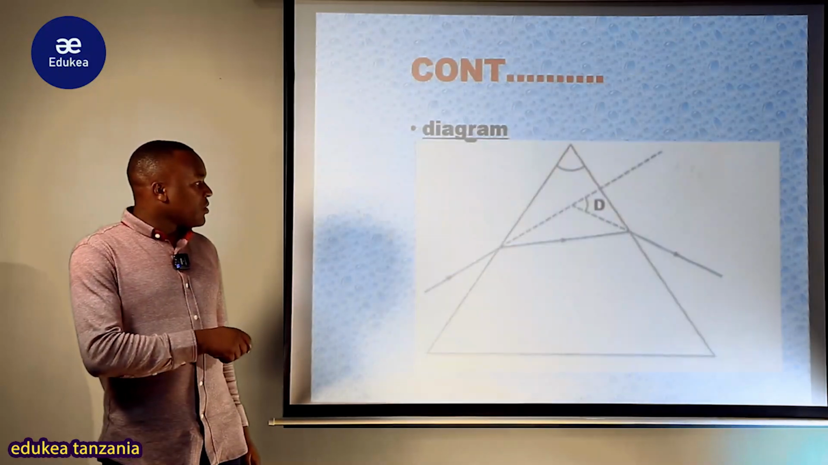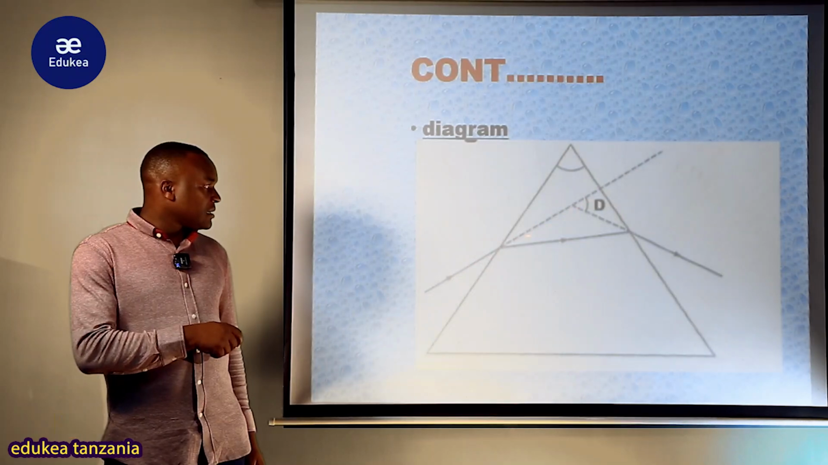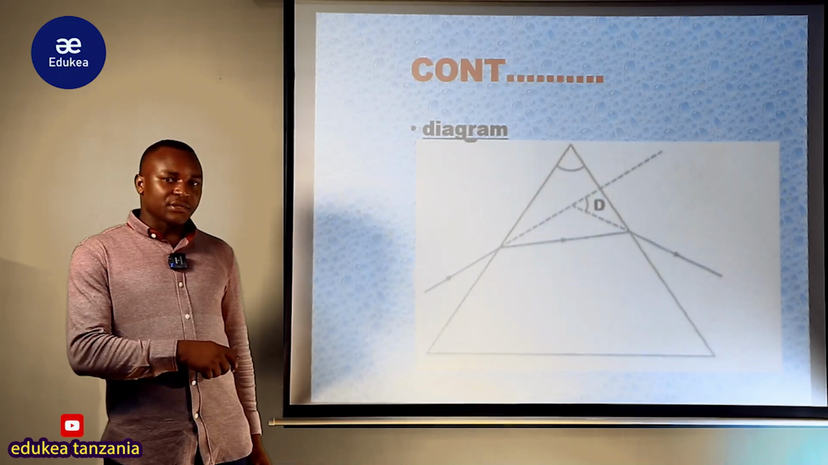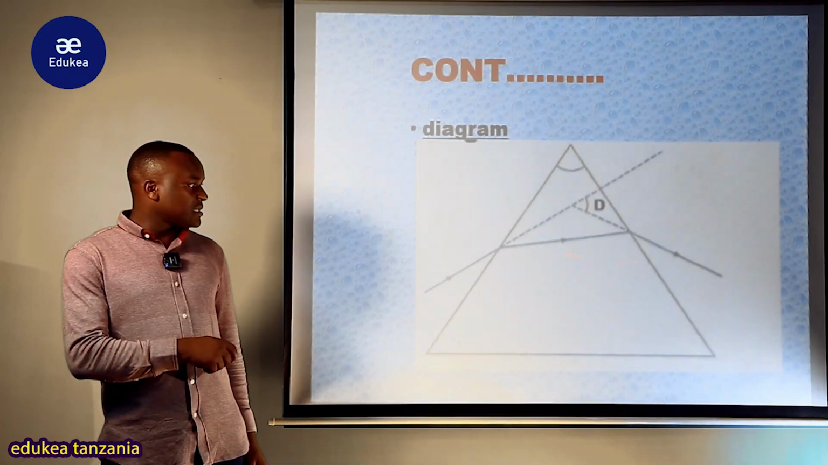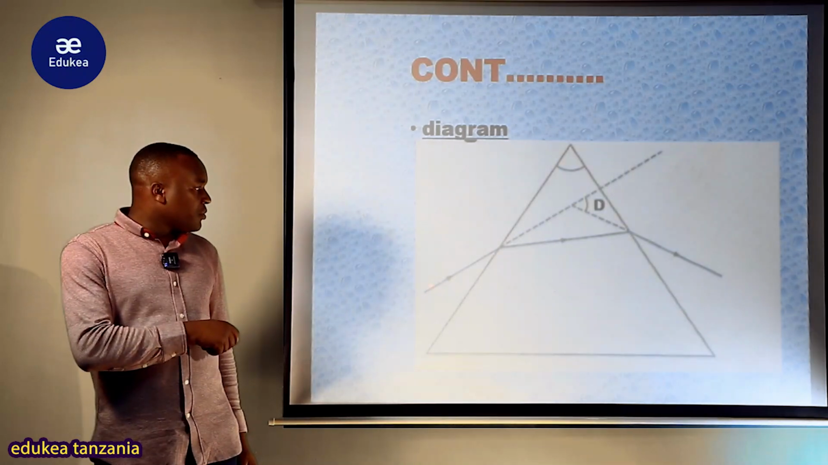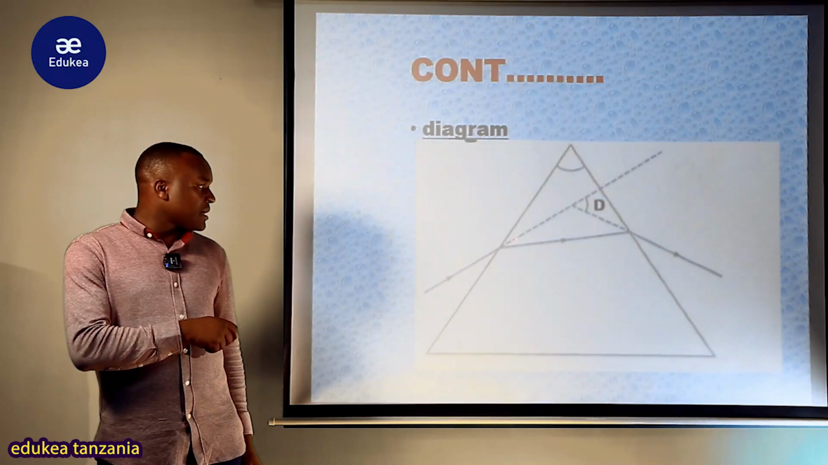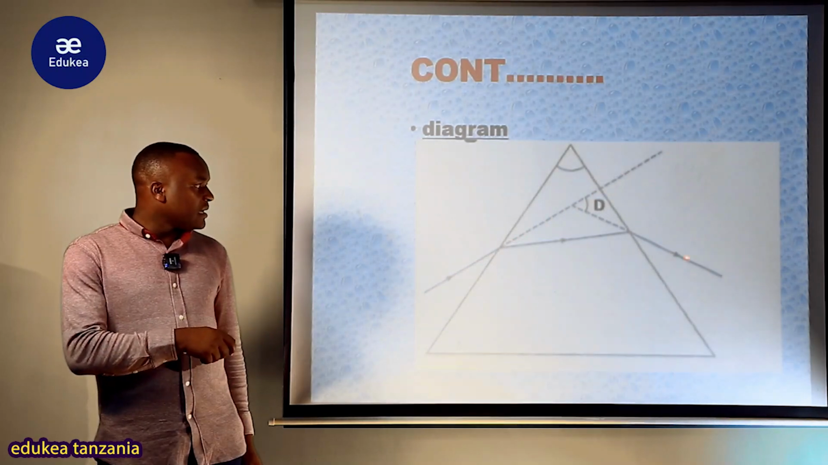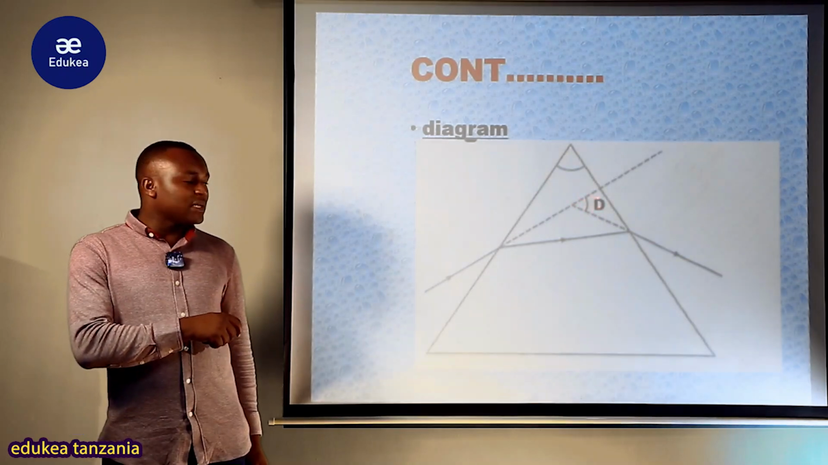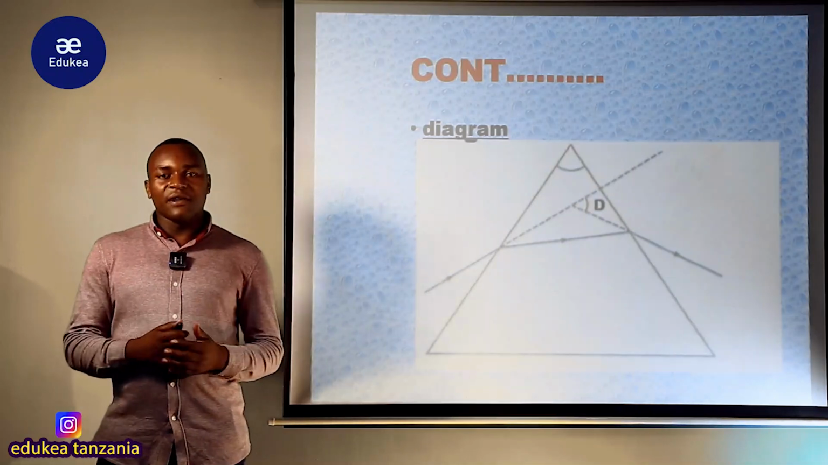Kama tunavyoweza kuona, ukitrace hii ni incident ray inapita ilivyofika hapa, ilivyo bend ikatoa emergent ray. So this is emergent ray, but this is incident ray. So ukiprolong this incident ray, yani ukiendeleza huu mstari wa incident ray itakuwa kama hivi, na huu mstari wa emergent ray ukiendeleza na kuwa kama hivi. Kwa hiyo hii angle iliyotengenezwa hapa, hii angle D ndo tunaita angle of deviation.